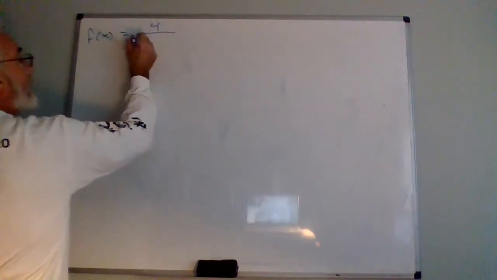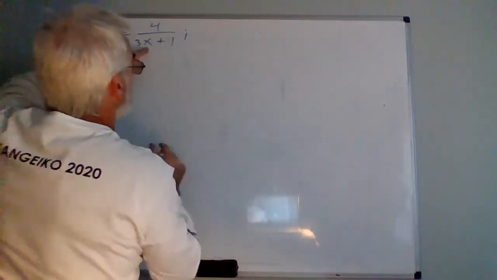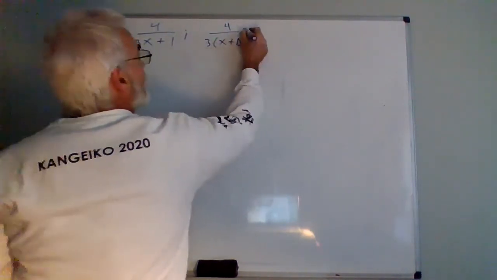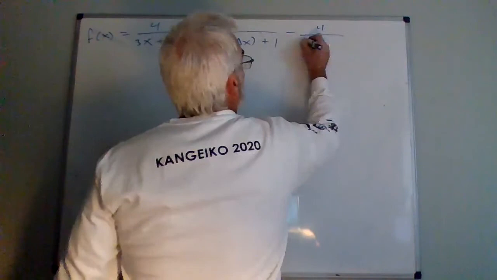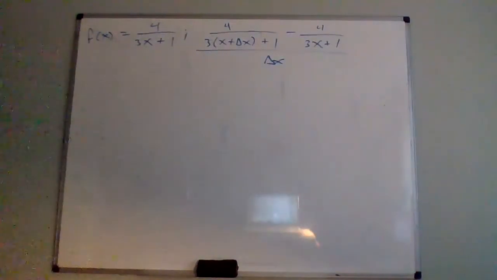Okay, so the last example I want to do, let's say I want to do the difference quotient with f of x is 4 over 3x plus 1. I want to do the difference quotient with this, which is going to make my algebra a little bit trickier. So my difference quotient, everywhere I see an x, I replace it with x plus delta x. There's my f of x plus delta x minus f of x all over delta x. Okay, now the next step.